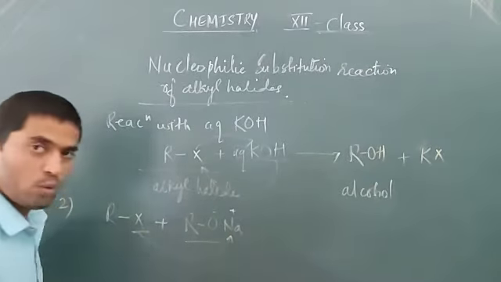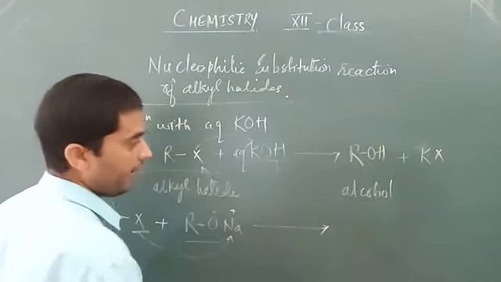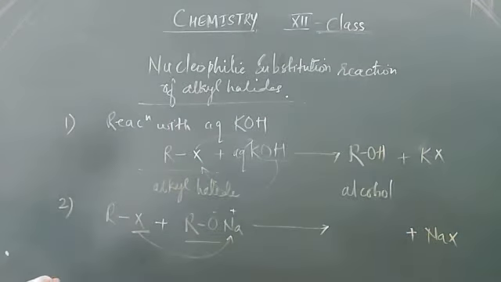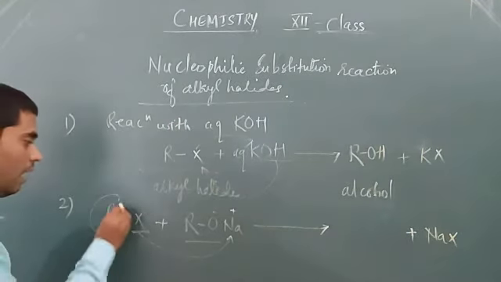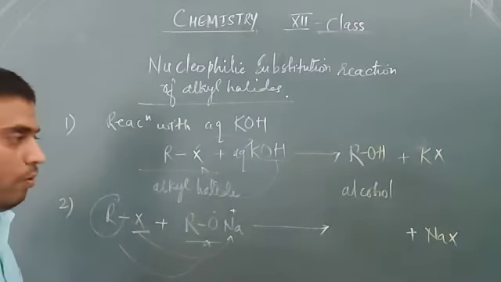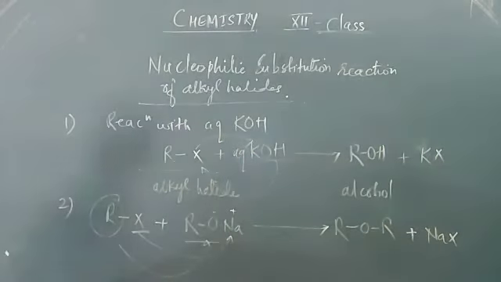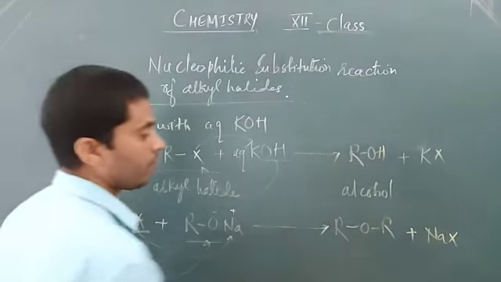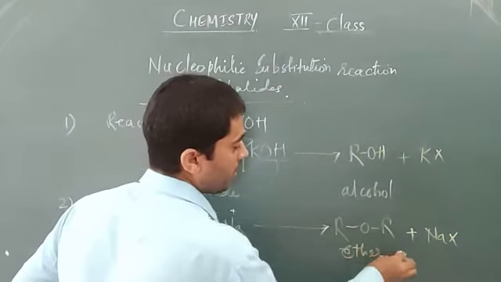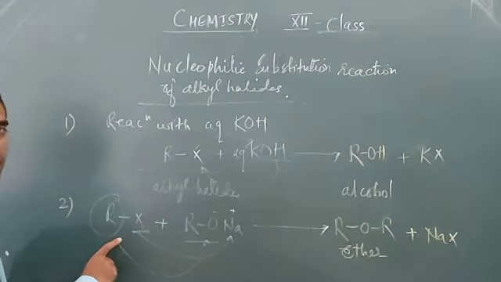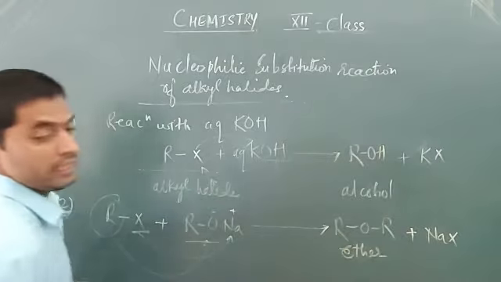X and sodium will form NaX, that is a salt, and remaining is what? R and RO group will combine together and forms ROR, that is an ether. The new compound is ether. By this method, by using sodium alkoxide and alkyl halide, we are able to produce ether.